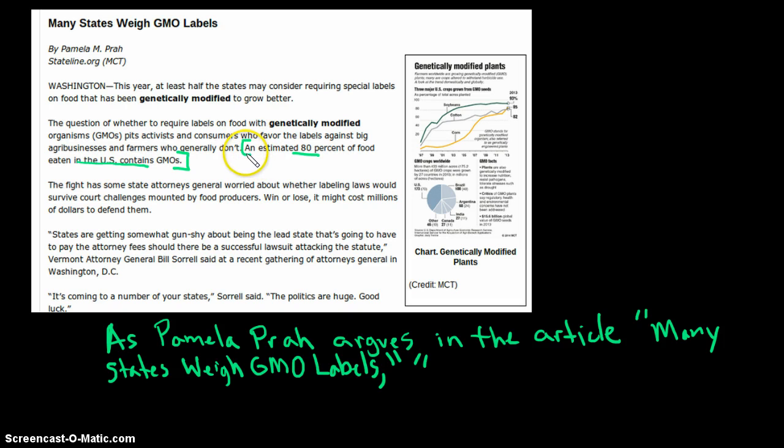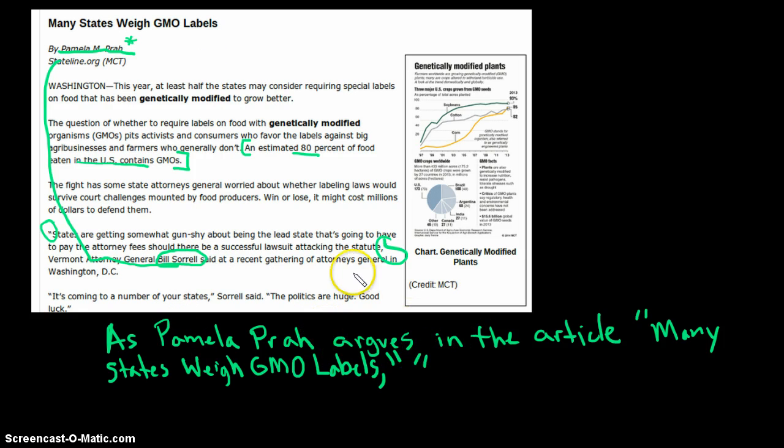Now, as you can see, there is a quote down here by someone from the Vermont Attorney General, and there's an actual quote. So this quote is actually Pamela Pra quoting this Bill Sorrell right here. But in order to be a quote in your paper, you can just quote the author of the actual article. So anything in here is something that this author wrote, so it'll serve as an appropriate quote. Now, you could also quote Bill Sorrell here, but you need to indicate that you are quoting Bill Sorrell in Pamela Pra's article, which becomes a little bit more complicated, but entirely doable.